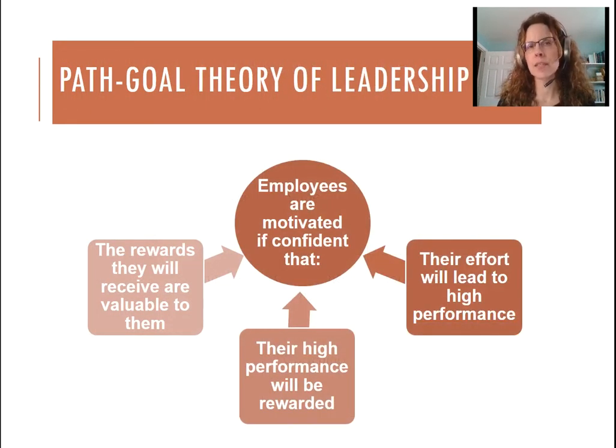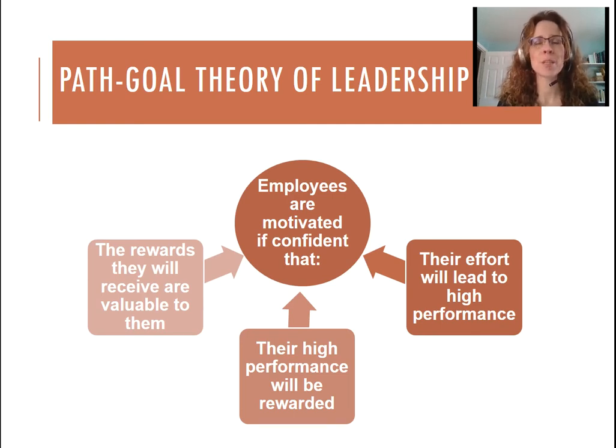The second situational theory is path-goal theory. And this theory basically says that employees will be motivated. They will do what they need to do if they are confident that the rewards they will receive are valuable to them, their high performance will be rewarded, and finally, their effort will lead to high performance.